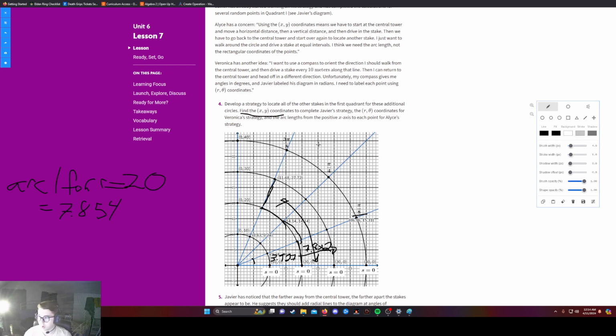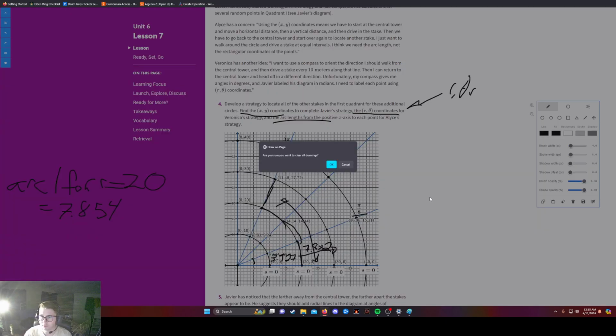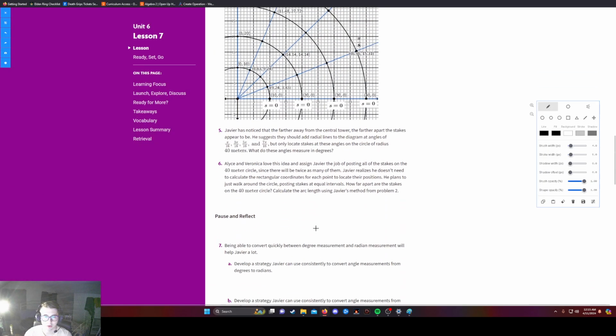You should have your X and Y coordinates for the ones that are missing. You should have an idea of how to do our point in the form of radius, theta in radians, and then also how to find our arc lengths. Cool. There are a couple other things for us to go over, but then we can wrap this up. So let's keep it moving.